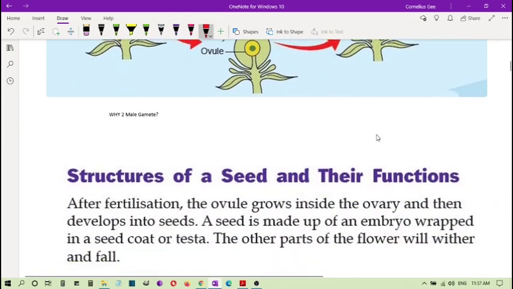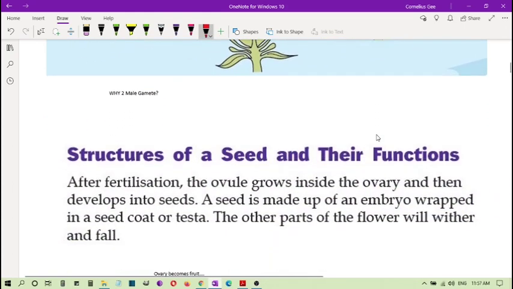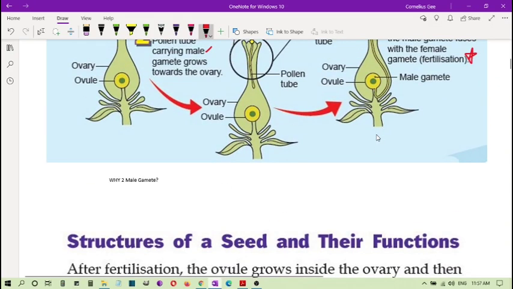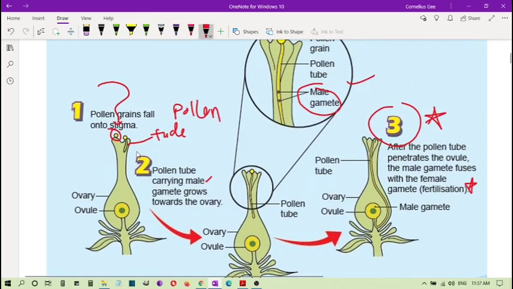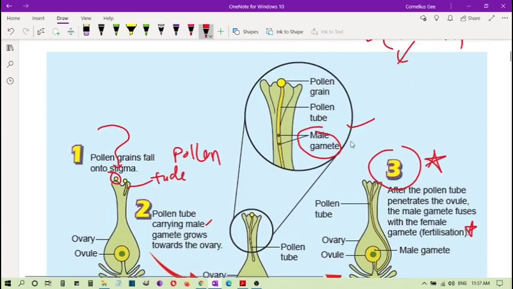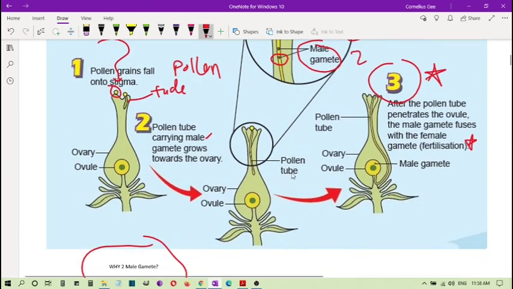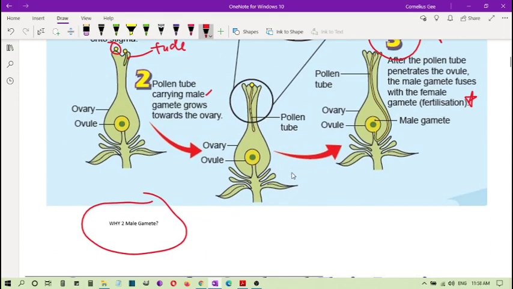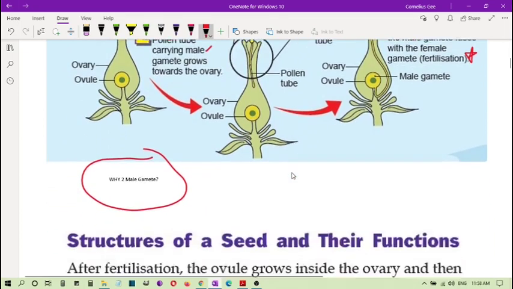Okay, so now the next thing is, oh yeah, I need to talk about why there are two male gametes. If you look at this diagram carefully, you can see there are two male gametes. Does it mean that it takes two male gametes to fertilize the ovule? No, it does not. It only takes one male gamete. So what happened to the second gamete? Okay, the second gamete, of course, is not on standby, but it has another purpose. This was asked of me by students a long time ago, so I'll let you know later.